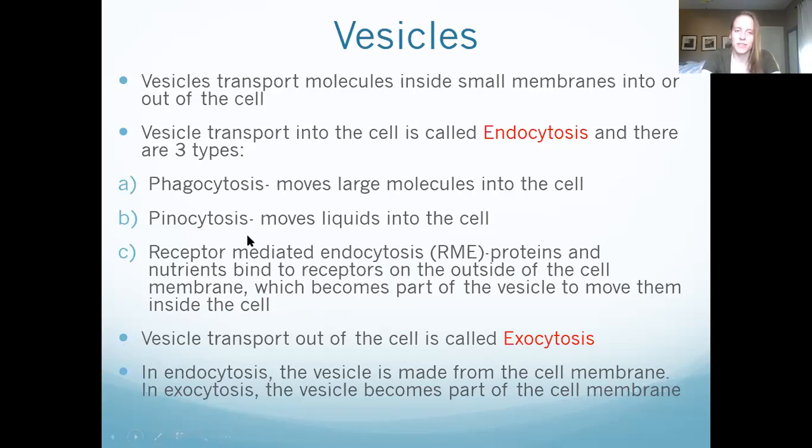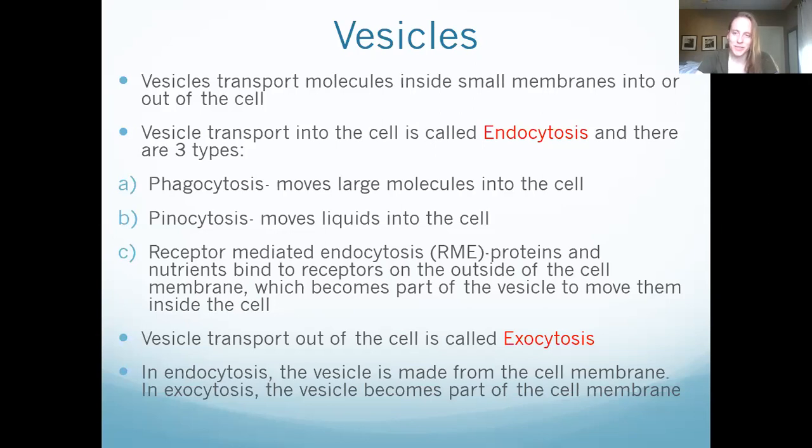With endocytosis, there are three different types. There's phagocytosis, which moves large molecules into the cell, pinocytosis, which moves liquids into the cell, and receptor-mediated endocytosis, where you have little receptors that are on the outside of the cell membrane, and molecules that are floating around outside the cell will bind to the receptor and then get pulled inside into a vesicle.